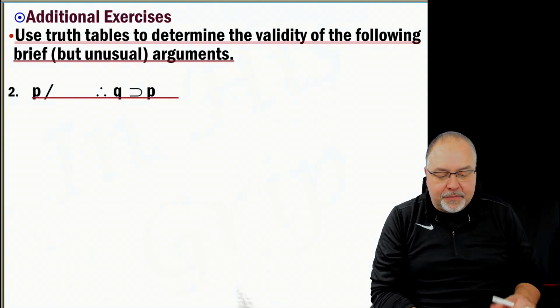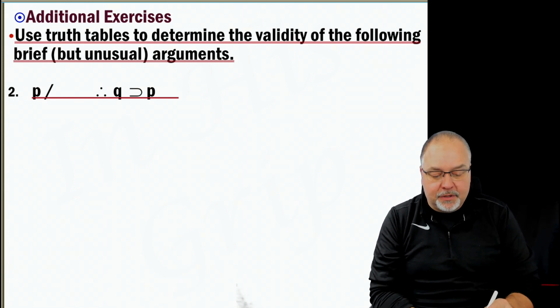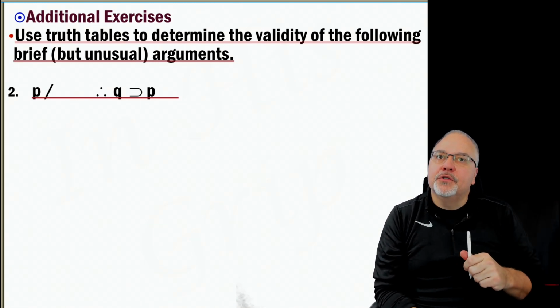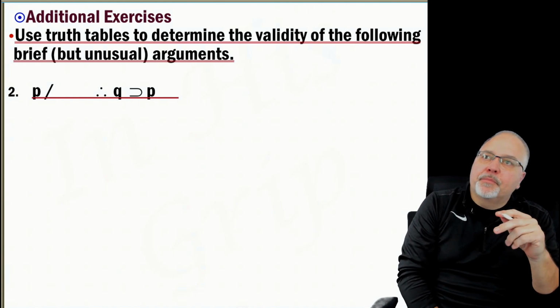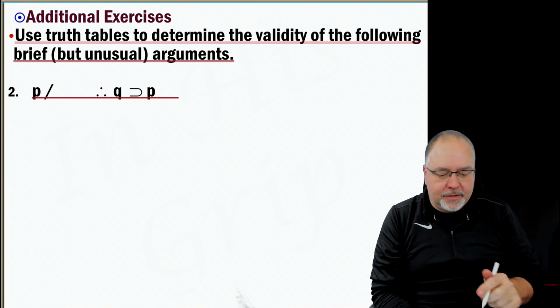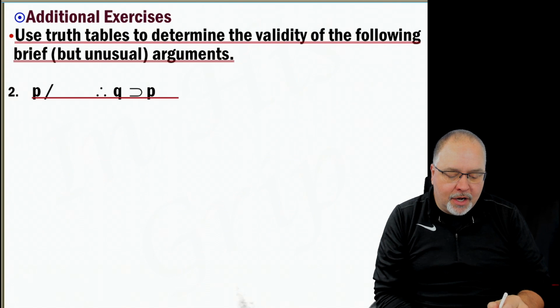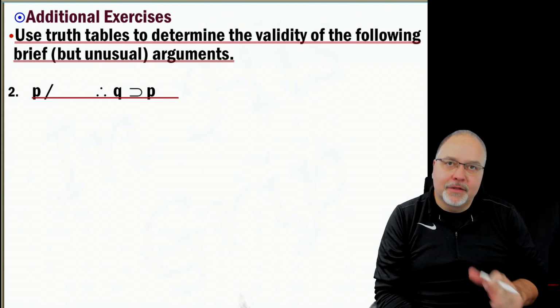All right, let's move along. Here's another one, same thing. The slash mark there is simply to show that it's the end of the premises. The three dots, just like in introductory logic, represent therefore. P, therefore if Q, then P, right? You can pause here and work this out. We're not going to work this out at the moment. We'll come back to this later because we're just introducing the ideas, okay?